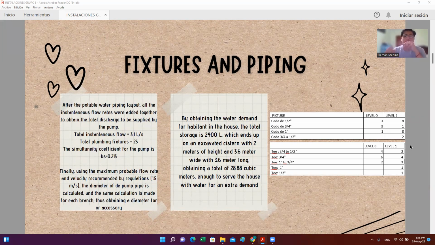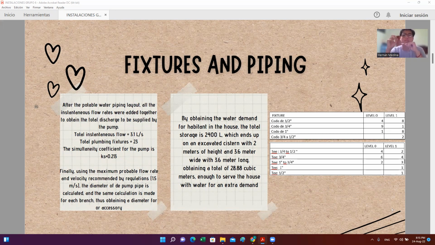Finally, using the maximum probable flow rate and the velocity recommended by regulation, in this case 1.5 meters per second for the neck, we have the diameter of the pump pipe. In the same way, with this information we calculate the diameter of the pipes for each branch, and the diameter for accessories and fixtures. Obtaining the water demand per inhabitant in the house, the total storage is 2,400 liters.